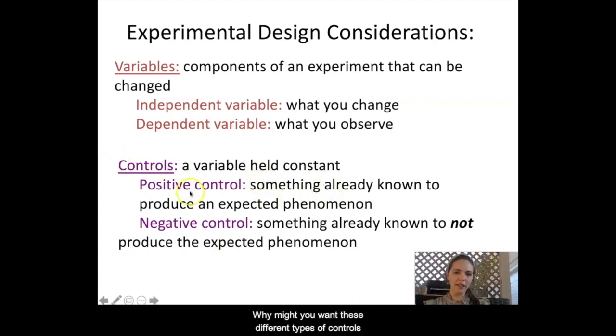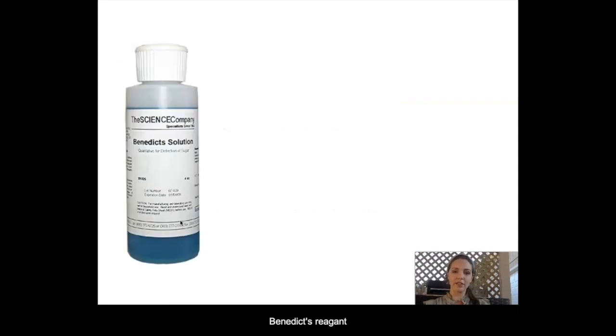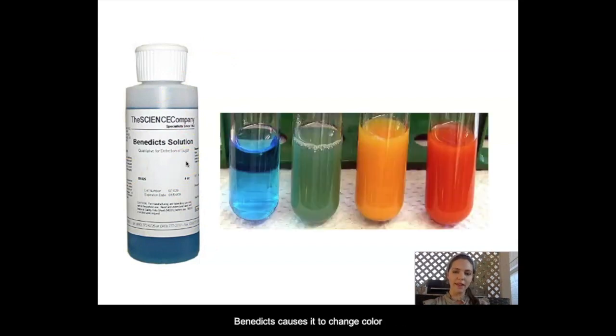And why might you want these different types of controls? One example is later on in the lab course, we use something called Benedict's reagent. Okay, this thing right here. Benedict's detects the presence of simple sugars in solution. So the idea is you add Benedict's to some solution, and if that solution has sugar in it, Benedict's causes it to change color.